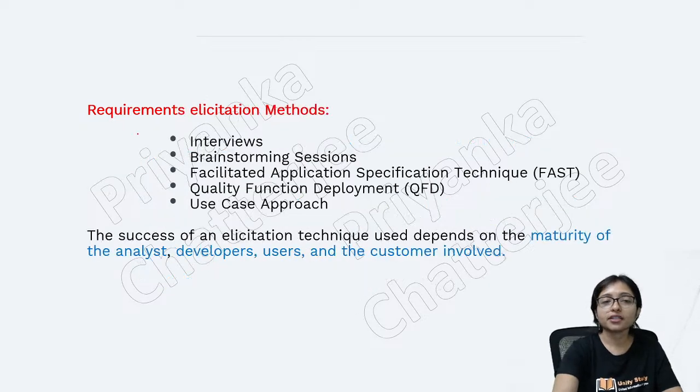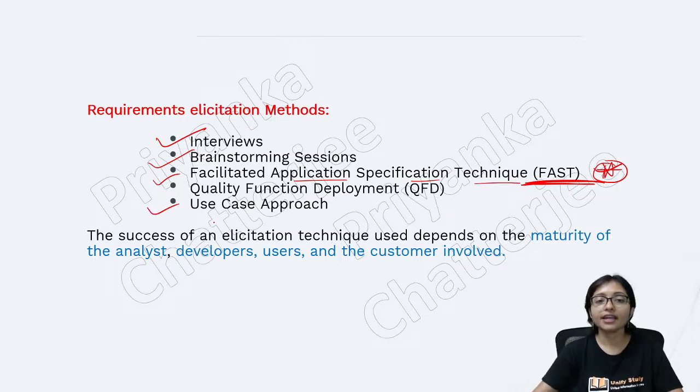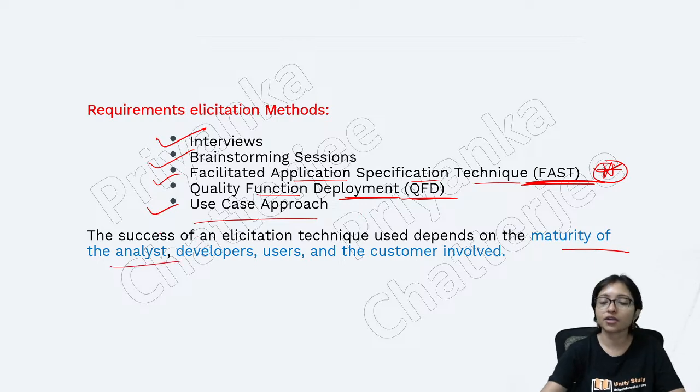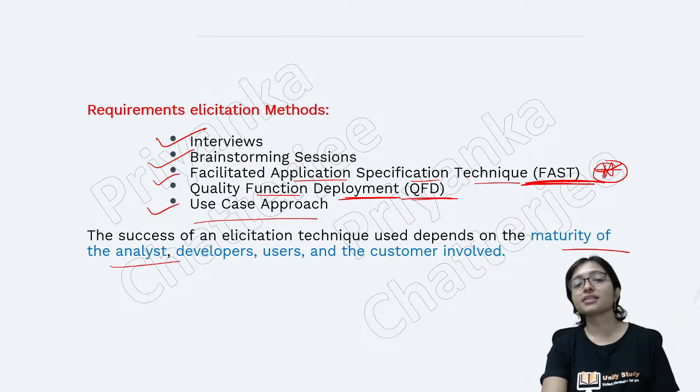So here we already learned requirement elicitation. These are the techniques: interview, brainstorming, FAST. Sometimes the full terminology or abbreviation can come. What is the meaning of FAST? Sometimes questions come from here. Facilitated Application Specification Technique. And the use case approach. Also quality function deployment, QFD. These are the elicitation techniques. That's why I am trying to help you memorize it, so that you can remember in the class also.